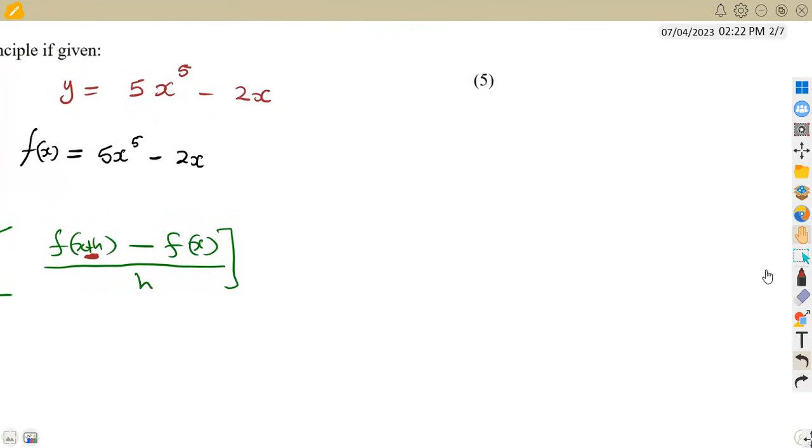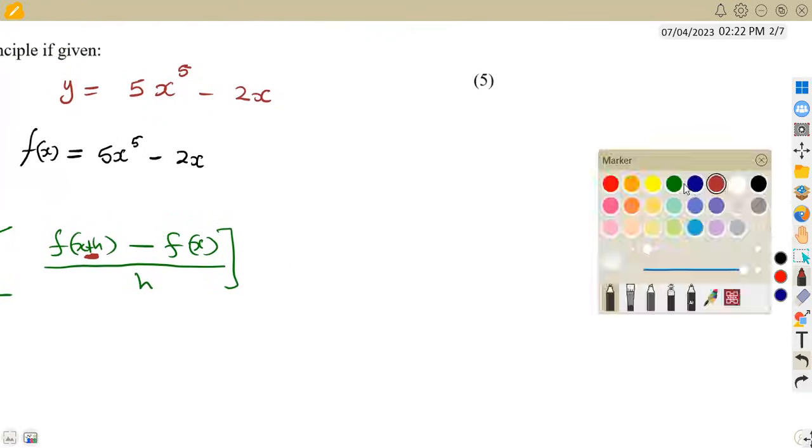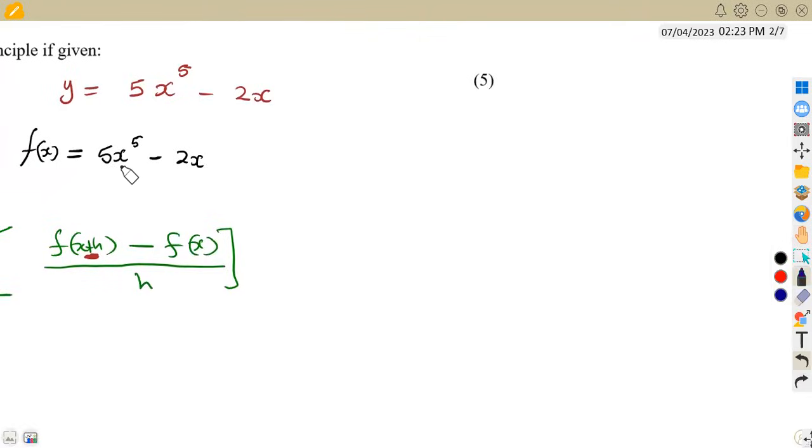Let us just put it this way so that we can calculate our f of x plus h. It simply means in place of x, you substitute x plus h. So we are going to have our f of x plus h as, in place of x, 5 into (x plus h) to the exponent of 5, minus, in place of x we substitute x plus h, so this is going to be minus 2 into (x plus h), like this.